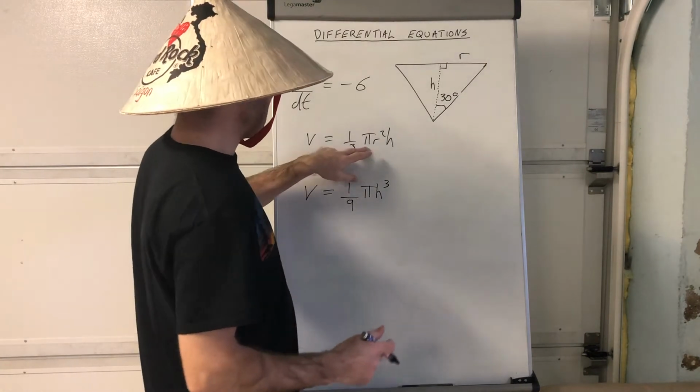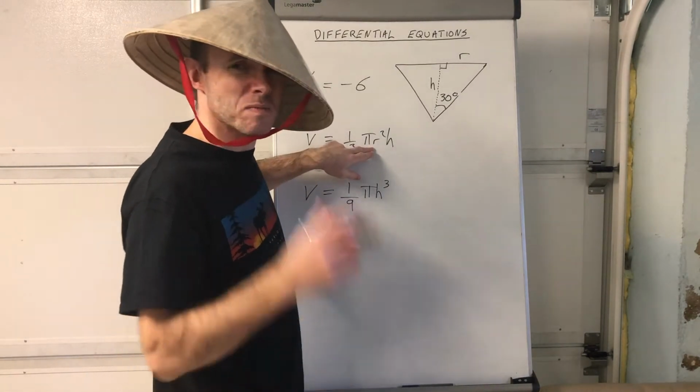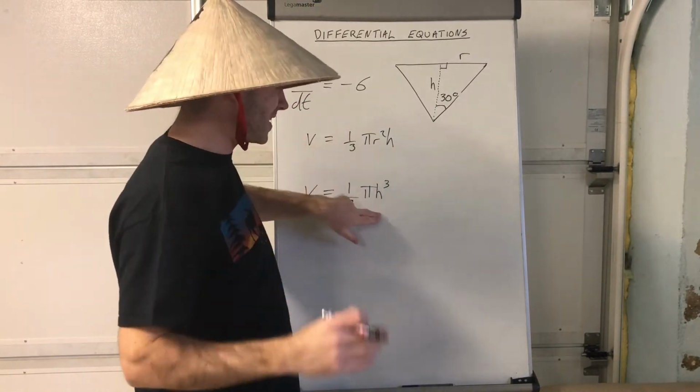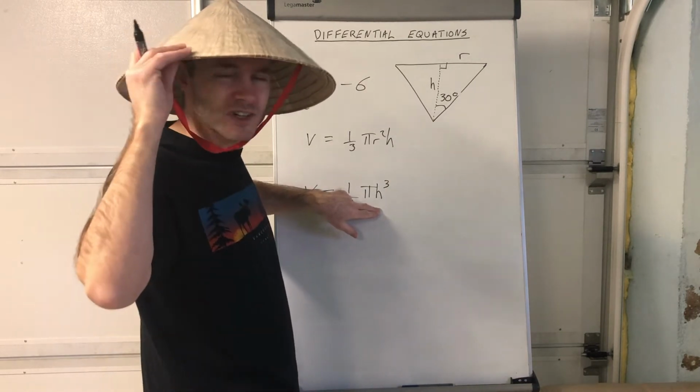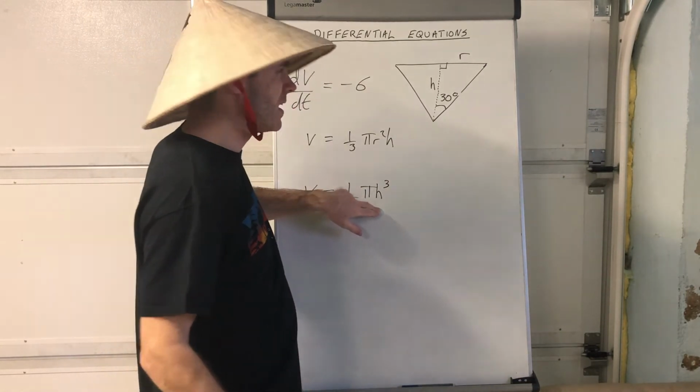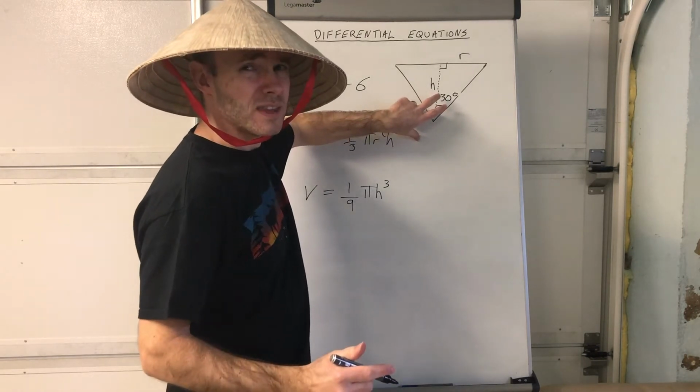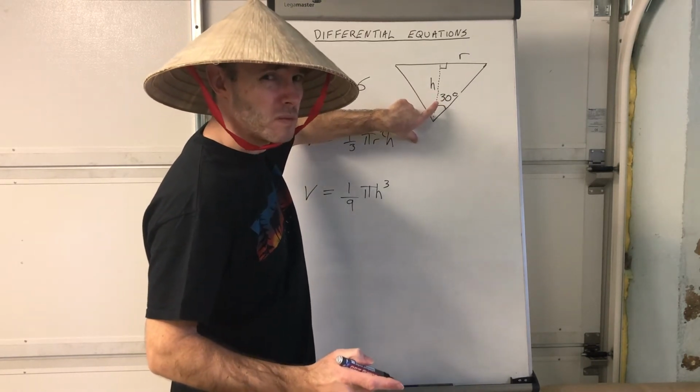The thing is, this has got an equation in terms of r and h. This here's got an equation just in terms of h. We've got to try and eliminate r somehow, and we've got to use this to do it. They gave us that angle there for a reason. We've got to be able to use it.